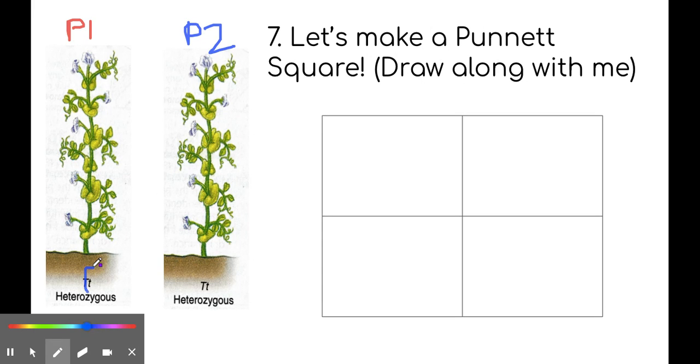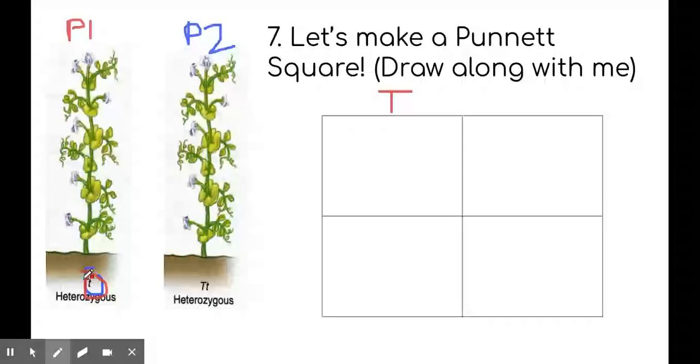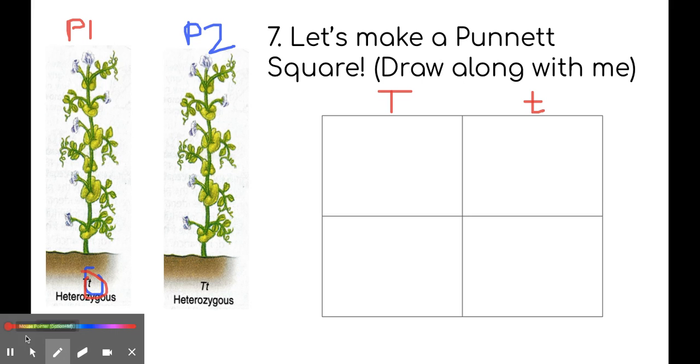Okay, so for parent 1, which should be in red, we're going to take a look at their genotype. We're going to put the genotype of parent 1 on the top of our Punnett square. So we have a capital T allele. We also have a lowercase t because parent 1 is heterozygous for the height gene.